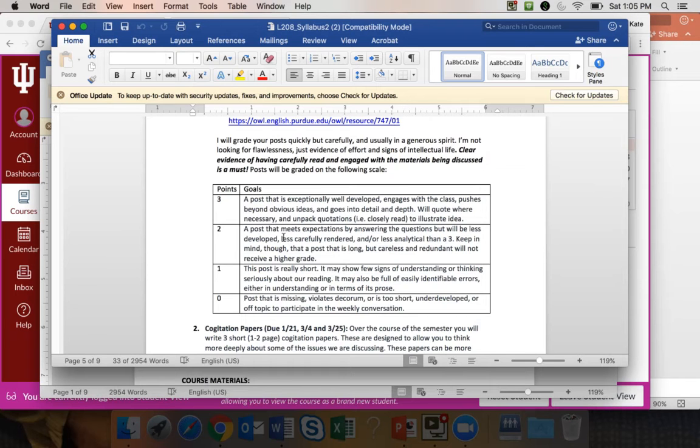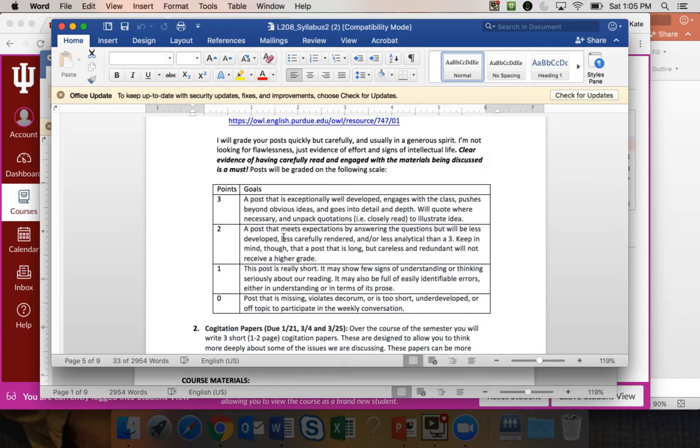means that the post is exceptionally well developed. It engages with the class, it pushes beyond obvious ideas, it goes into detail and depth, it'll quote where necessary, and it will unpack those quotations that it closely read to illustrate ideas.